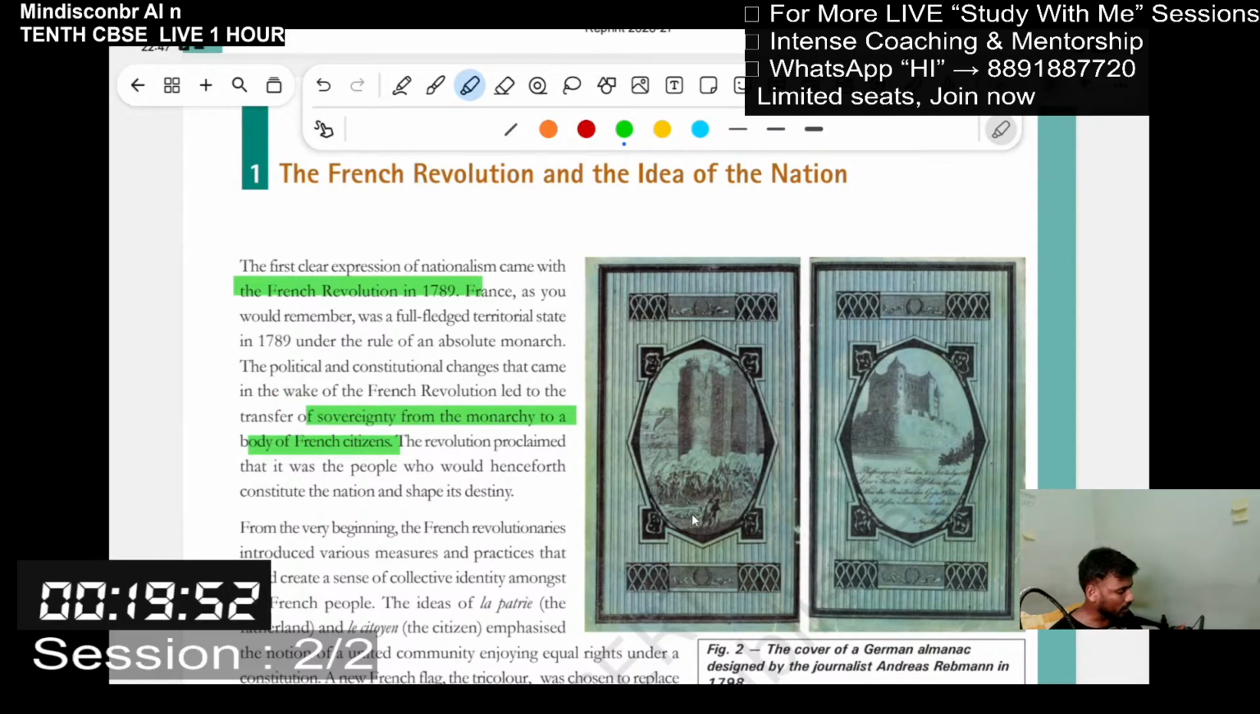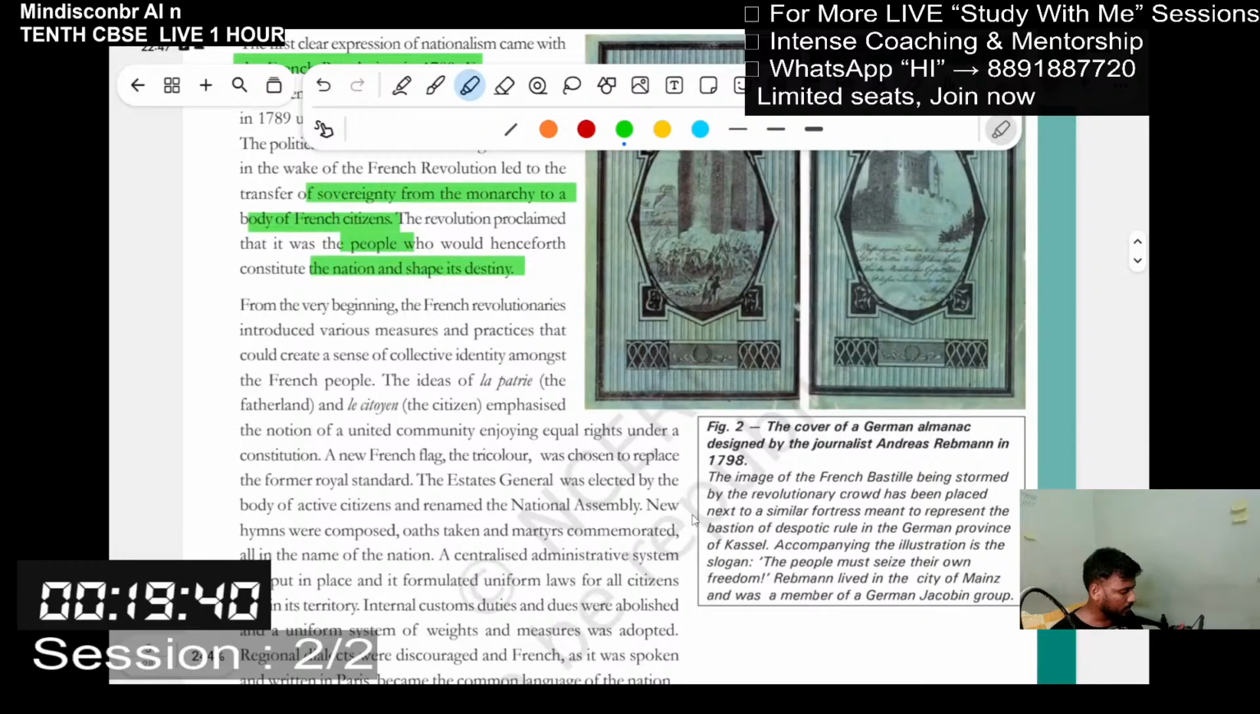The revolution proclaimed that it was the people who would henceforth constitute the nation and shape its destiny. From the very beginning, the French revolutionaries introduced various measures and practices that could create a sense of collective identity among the French people.